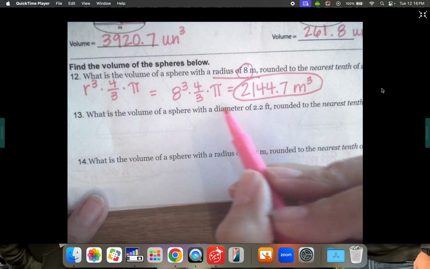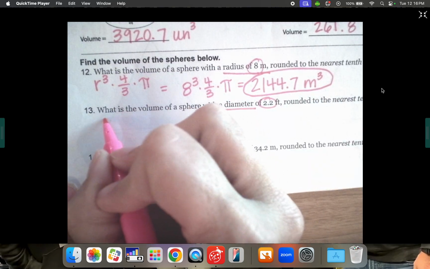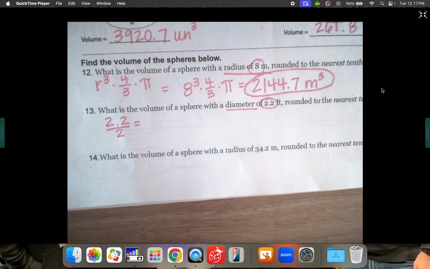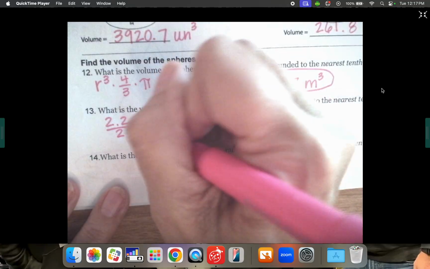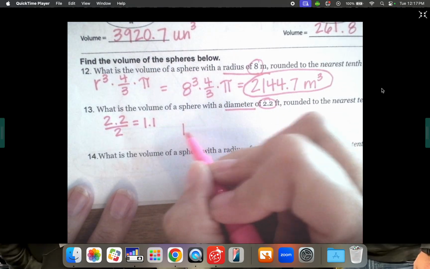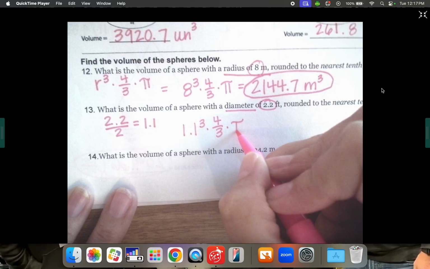All right, the next one, I'm sorry to tell you, gives you a diameter. So the first thing you should do is cut that diameter in half. 2.2 divided by 2 is going to be 1.1, right? Yes, 1.1. All right, but 1.1 is the radius, so we can use that to cube it. So 1.1 cubed times 4/3 times the pi button.